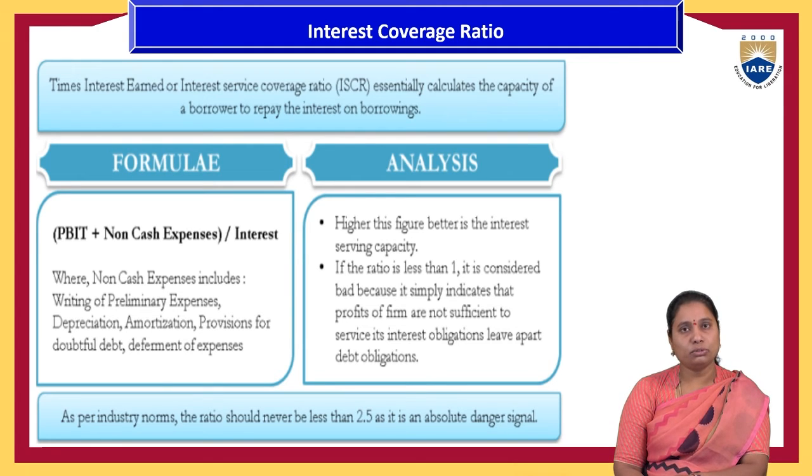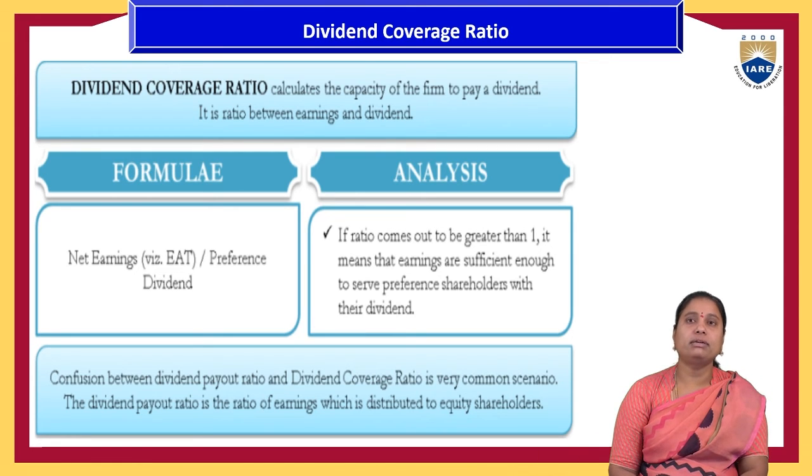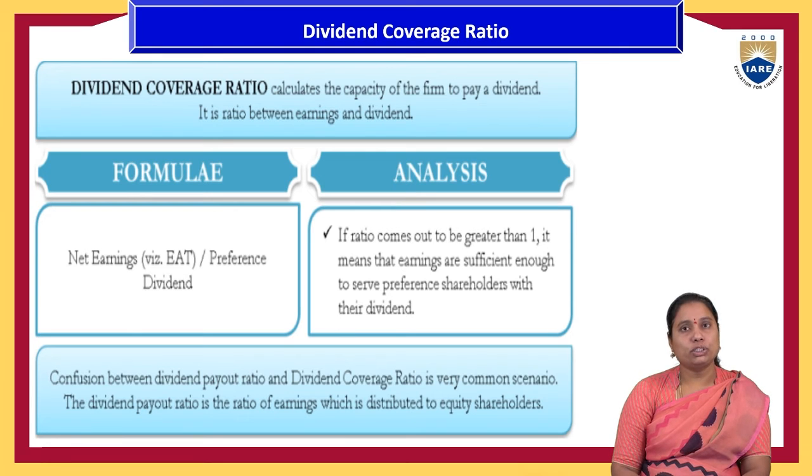For this one, the formula used is profits before interest and tax plus non-cash expenses involved in that, divided by the interest paid by the organization. To the debt holders, they will pay the interest. To the equity holders, they will pay the dividend. So that dividend burden, or the cost of that dividend, is going to be calculated with the help of this dividend coverage ratio. It gives the capacity of the business to repay or to share the profits of the organization.